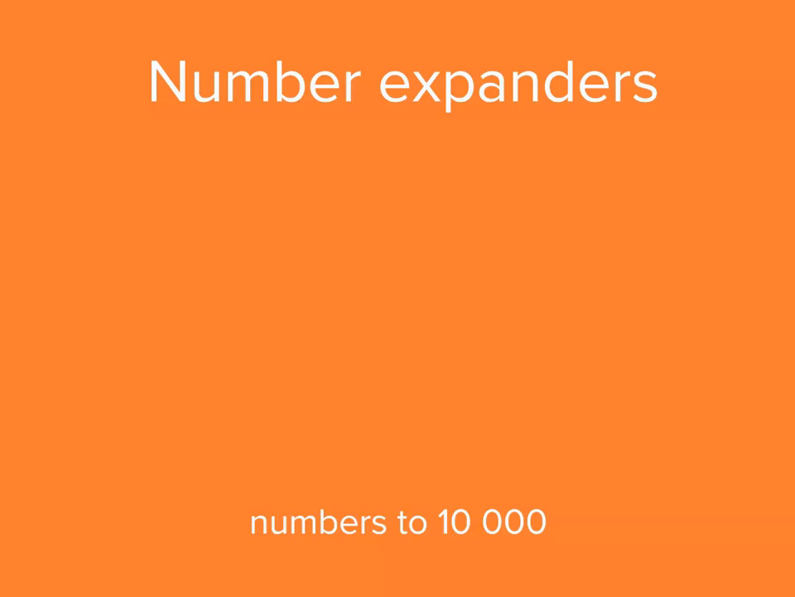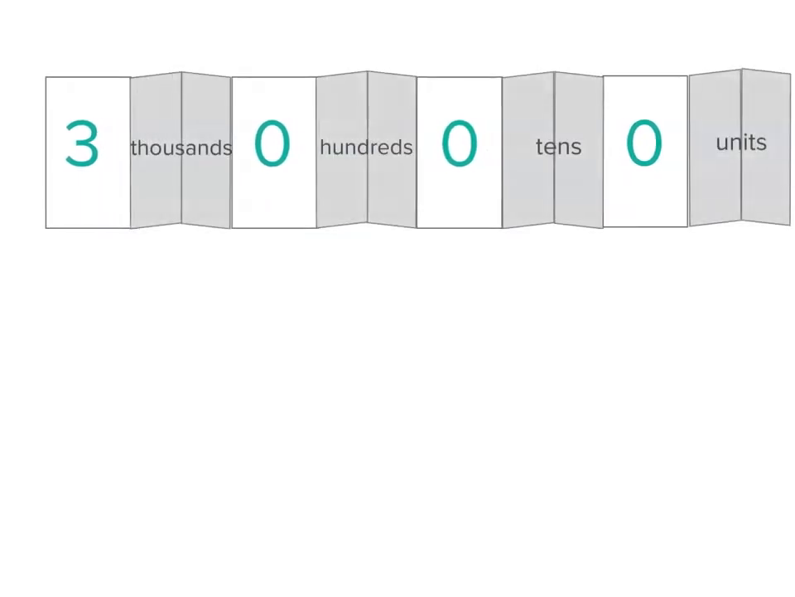Let's take a look at how we can use a number expander to see what our number's made up of. If we look at 3,000, we can actually think of it as 3,000s, no hundreds, no tens, and no units. But we can actually also think of it like this.